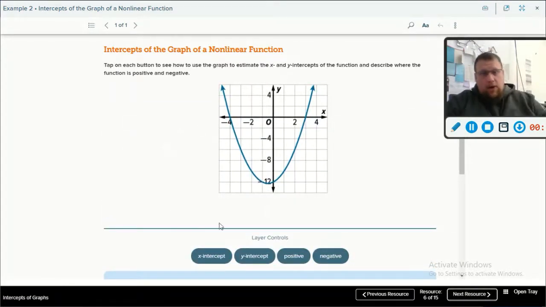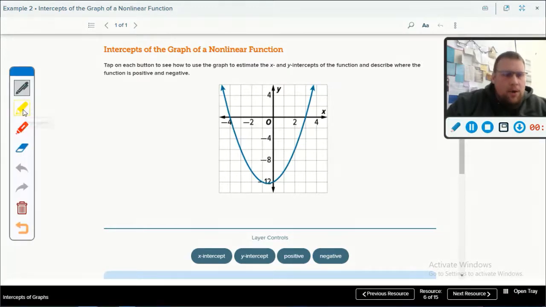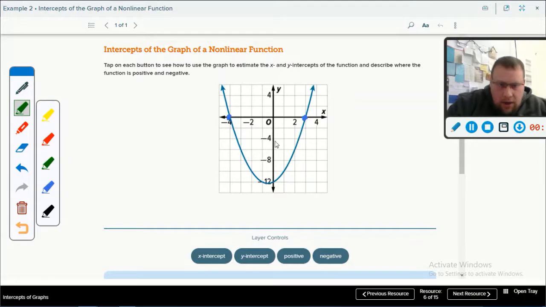Okay, right here, we're not even going to push on the buttons. Let's figure this out ourselves. Where are the x-intercepts? Well, the x-intercepts are right here at negative 4 and over here at positive 3. Those are my x-intercepts. Where's my y-intercept? My y-intercept is down here, looks to be right about negative 12.